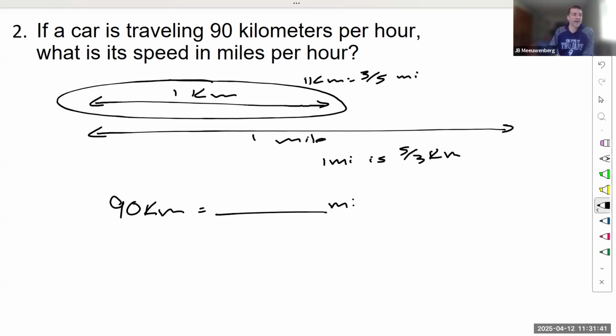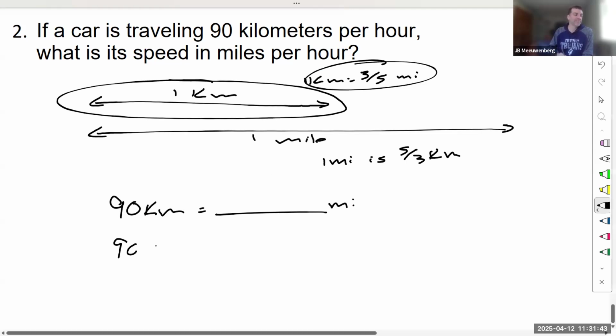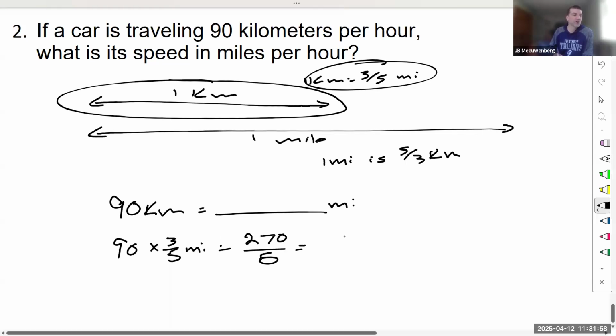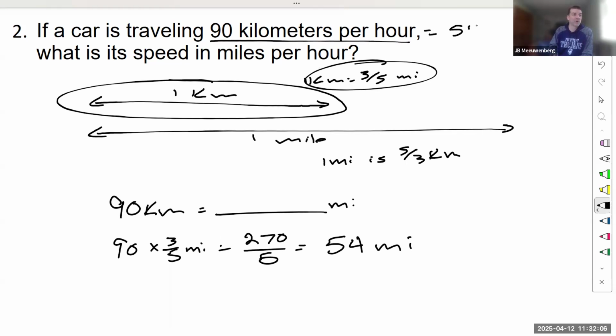And so we're going to change it to miles. So we're going to multiply 90 by 3/5 of a mile, because each kilometer is 3/5 of a mile, and we have 90 of those things. When we do that, we get 270 over 5, which is equal to 54 miles, which means if we're going 90 kilometers per hour, we're going 54 miles per hour.